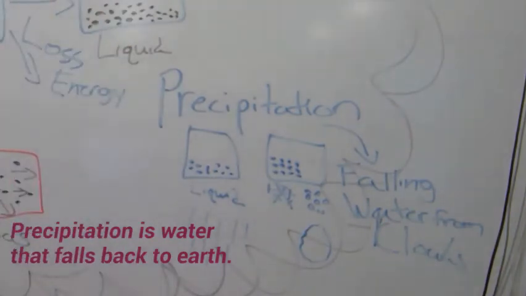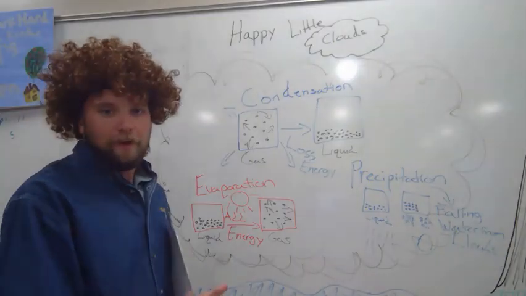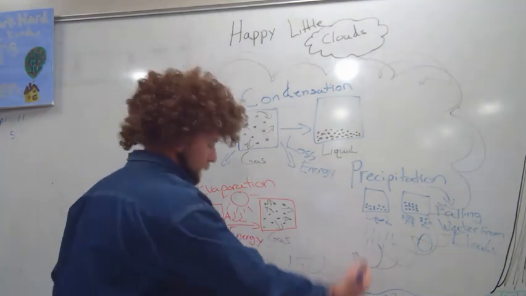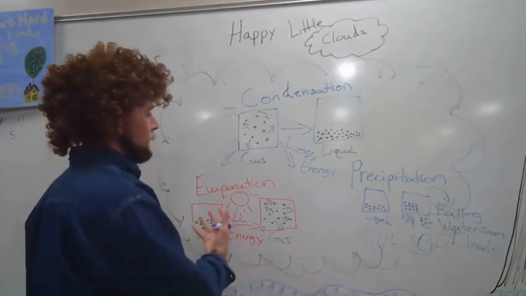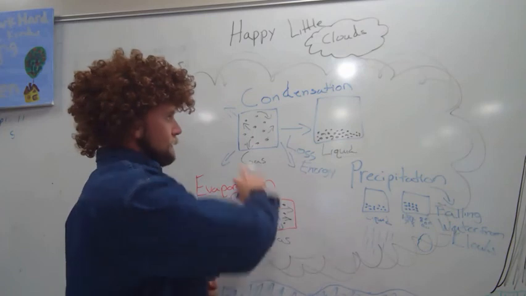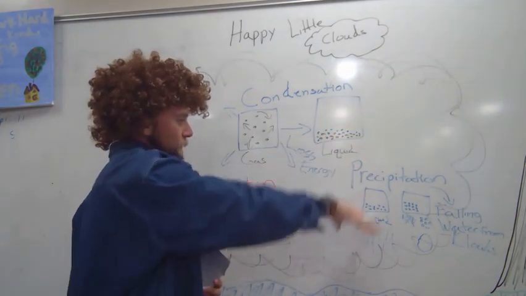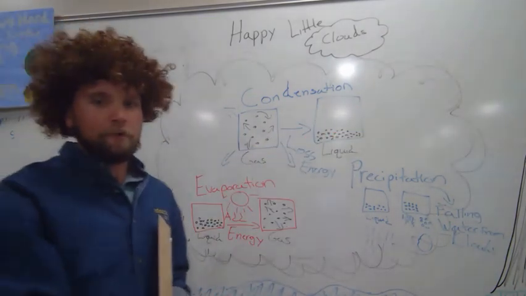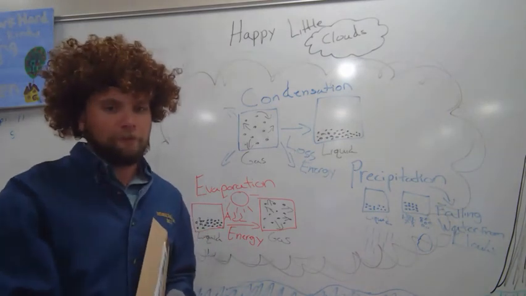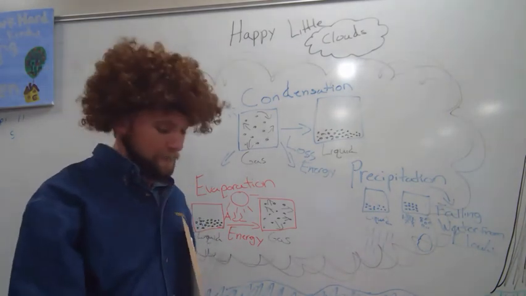And that's how we make a fun, happy little cloud. And the process repeats itself. Once the rain falls down, it evaporates back up, condenses back, goes through condensation, falls to the ground as precipitation, and it creates this happy little cycle that's great for everyone and keeps the water going.